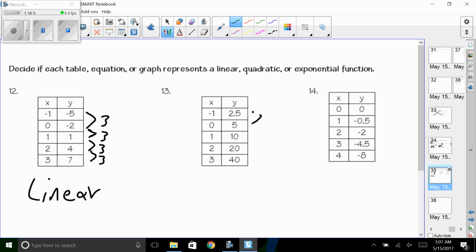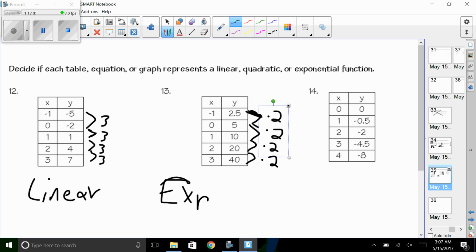This one looks like we're multiplying by 2 each time. 10 times 2, 20. 20 times 2, 40. So this is going to be exponential. Alright, and then the last one.